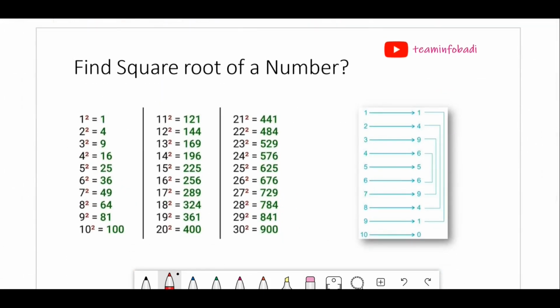What are the squares and what are the last digits? 1 square is 1, 2 square is 4, 3 square is 9, 4 square is 16, 5 square is 25, 6 square is 36, 7 square is 49, 8 square is 64, 9 square is 81, 10 square is 100. What are the last digits? 1, 4, 9, 6, 5, 6, 9, 4, 1, 0.